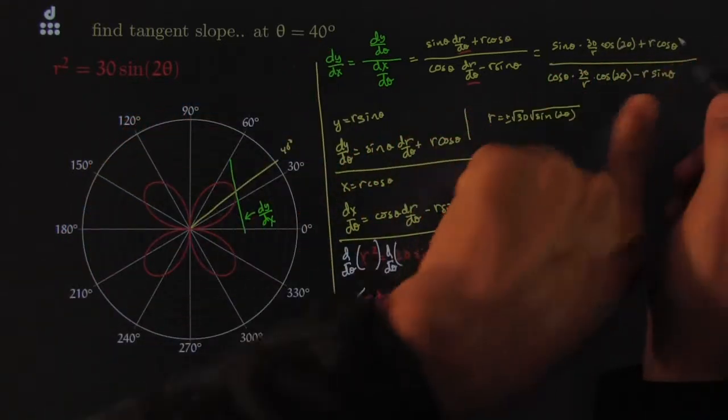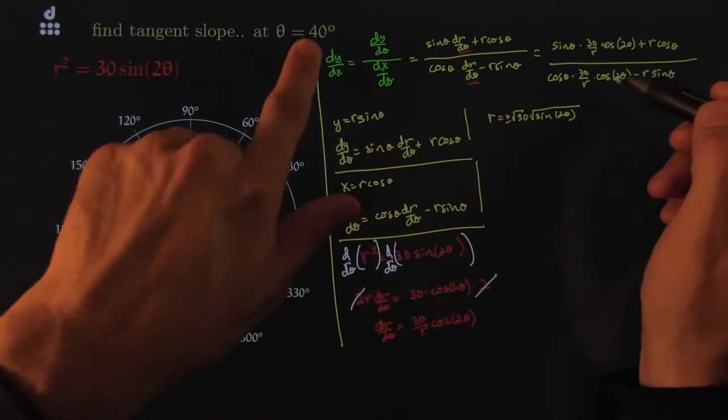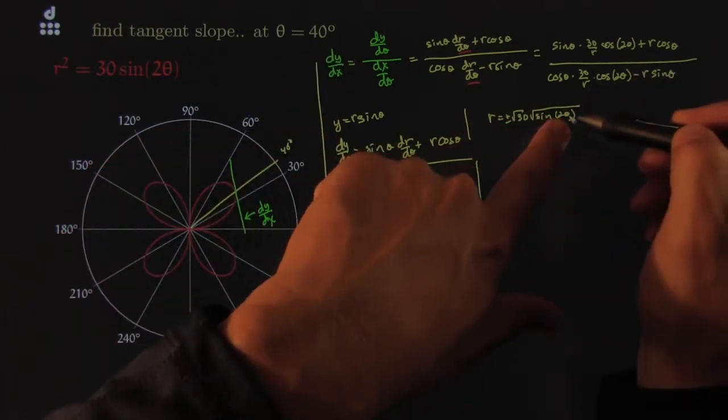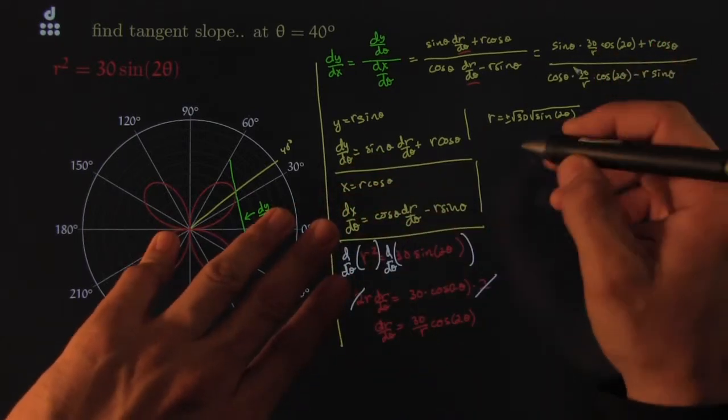Wherever you see theta, you get to plug in 40 degrees, and wherever you see r, you get to plug in this thing with 40 degrees in there. So altogether we have the following.